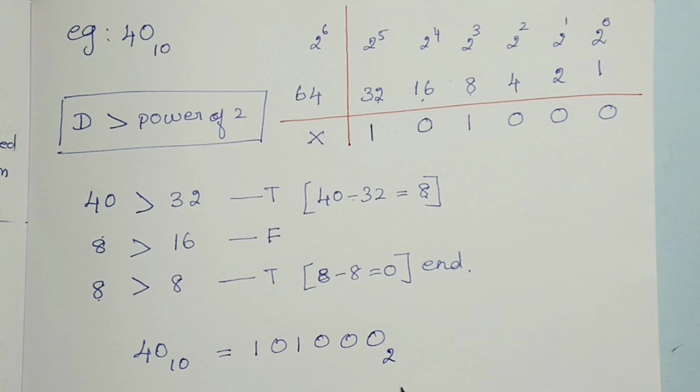We have to compare the decimal number with power of 2. If the decimal number is greater than the power of 2, we have to set that bit as 1 and subtract decimal and power value. The remainder will be carried as the next decimal number, and if the condition is false, we have to set the bit as 0. If the given condition is true, we have to set the bit as 1 and do subtraction only if the condition is true.